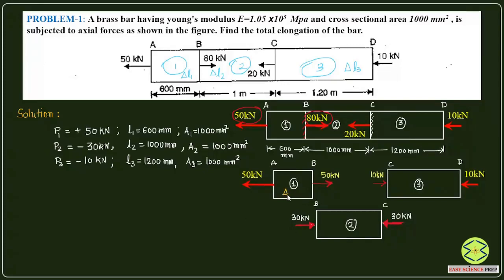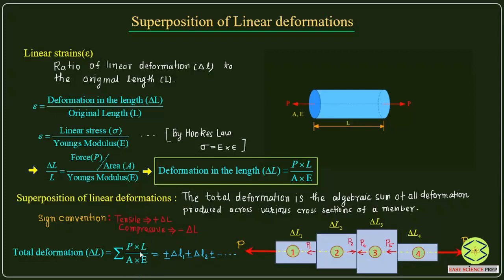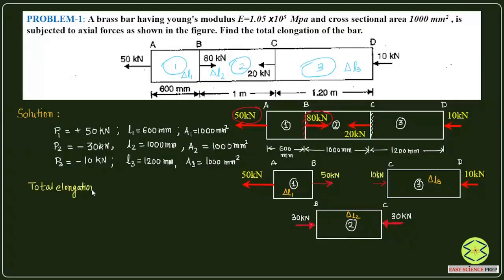So we will try to find out delta L in the first member, that is delta L1, delta L2, delta L3. So if you look at what we have done in the previous slide, elongation in each member is PL upon AE. Therefore total elongation delta L is going to be, now if you look at L1, delta L1 is tensile, so it is plus delta L1. Delta L2 is compressive, so it is minus delta L2, and delta L3 is also compressive, so therefore it is also minus delta L3. Please remember, this is tensile, this is compressive, this is compressive. So we have taken signs accordingly.